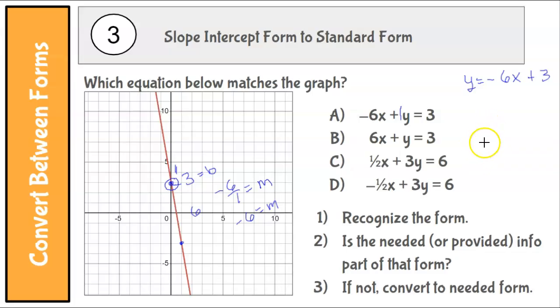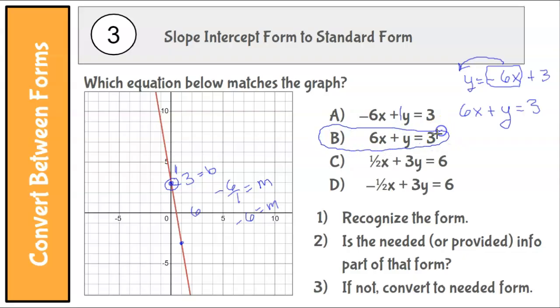Okay? Now, that's the answer in slope-intercept form, but how do I make it match this? Well, for this one, the x's and y's are on the same side. So I need to move this guy over to here. And we know how to switch sides. If it switches sides, it's going to switch signs. And this is a positive y, so I'm going to put a plus y to keep them separated. And then the 3, boom. That's an answer. That is here.